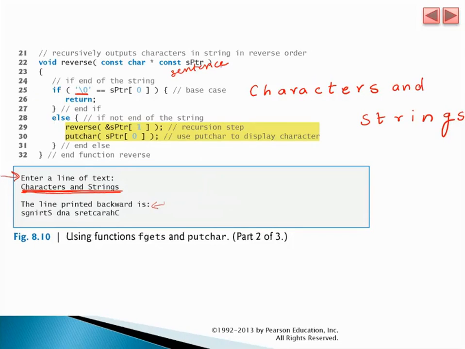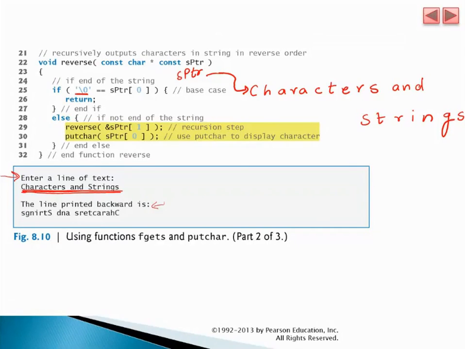Now we are passing this sentence as an argument in reverse, and here we are having SPTR. So SPTR will now point to this character. All right, so we are here. Now let's see what we are doing.